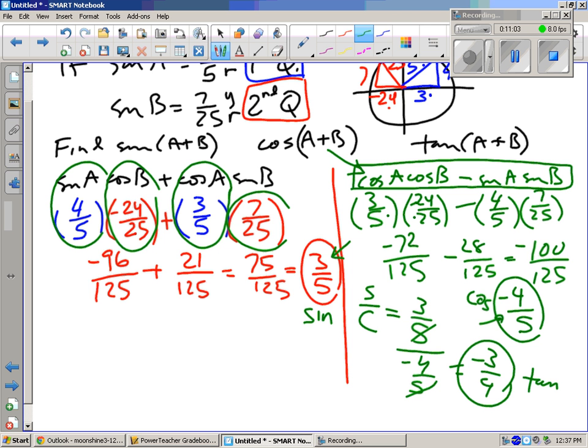Okay, we're going to stop there. Tomorrow I'm going to show you the tangent sum and difference formula, in case we don't have sine and cosine like we did here. We will be able to find this 3/4 anyway.